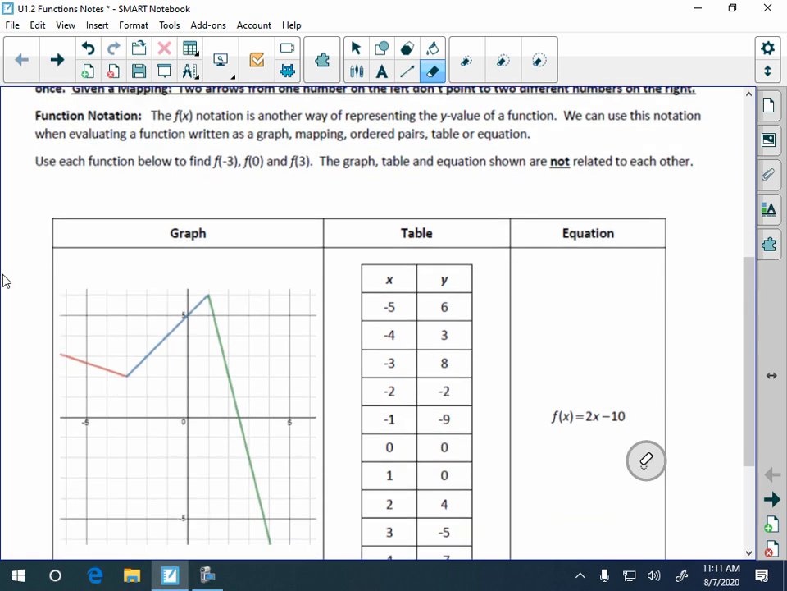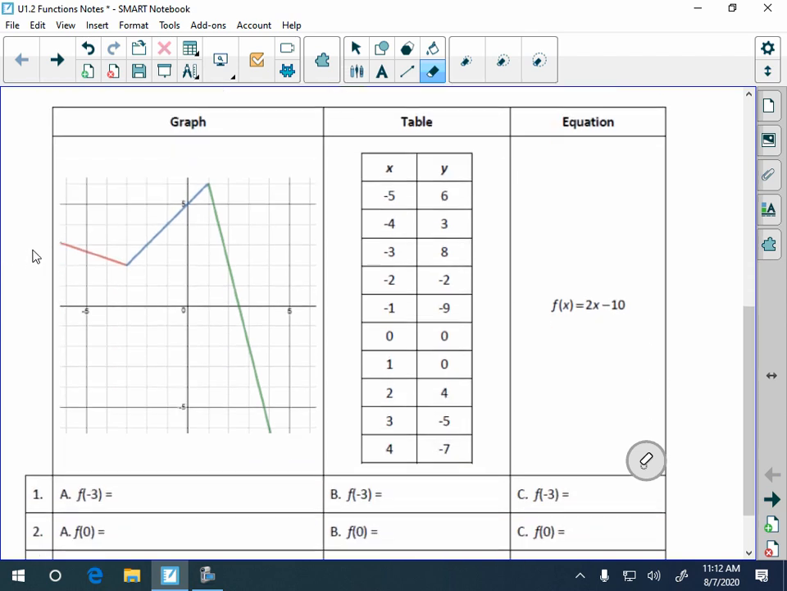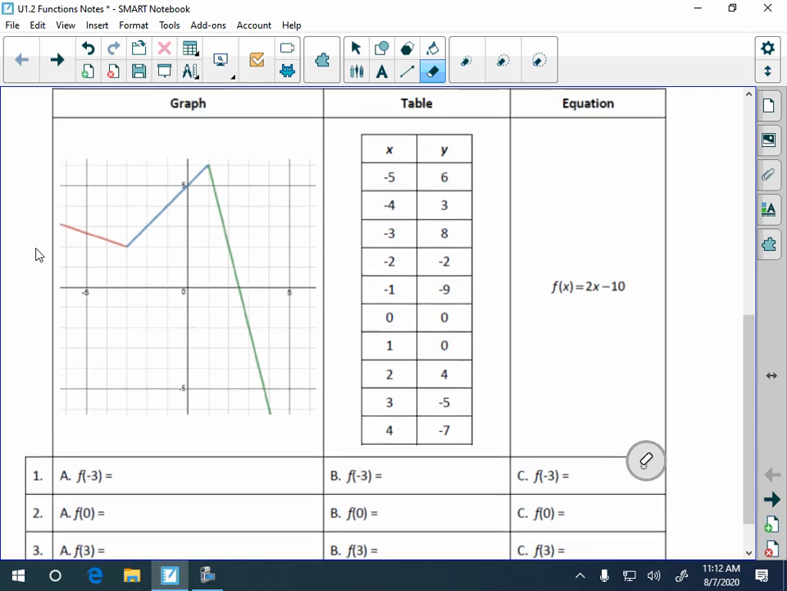So what we're going to do is look at 3 different forms. So we have a graph, an xy table, and an equation. And we're going to practice evaluating for 3 values, f of negative 3, f of 0, and f of positive 3. Okay? And so we're looking at the columns, and so we can see how to do this. All right, so we're going to do the graph one first.